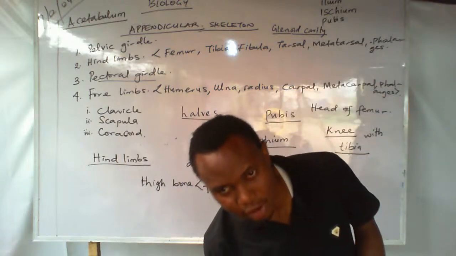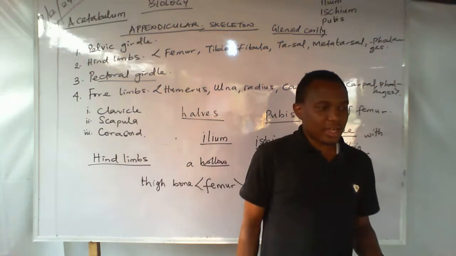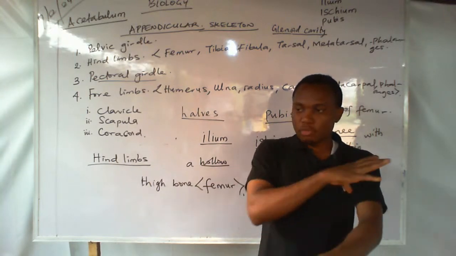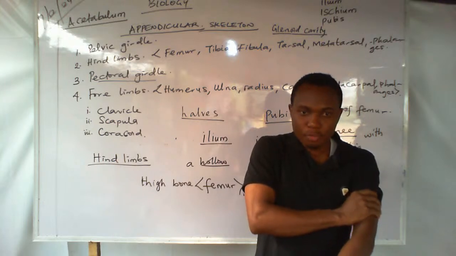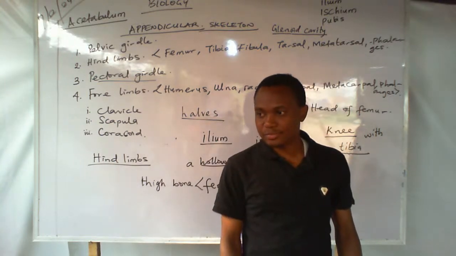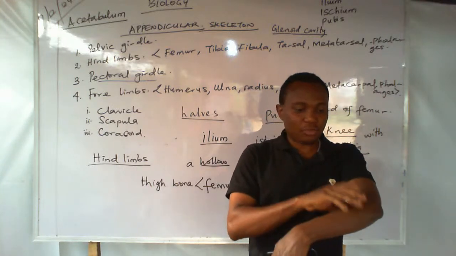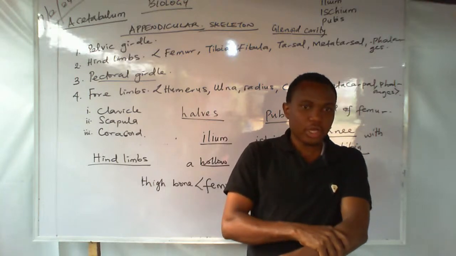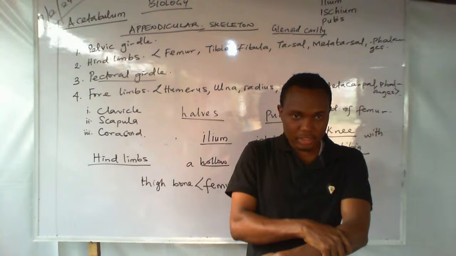In the lower limbs, the long bone is the femur, which is synonymous to the long bone of the forelimbs, the humerus. Here and here look alike: two bones here, two bones there. The two bones of the forelimbs are the ulna and the radius, in which the ulna is the longest of the two.